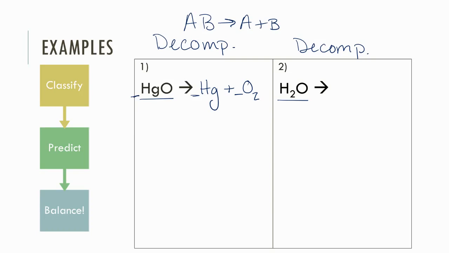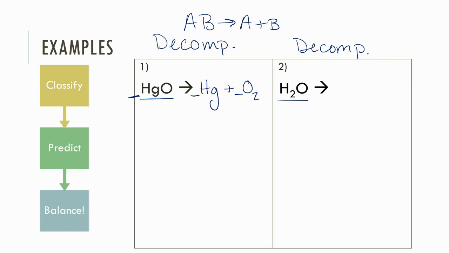Right? So that's one of those rules of nature we have to follow, and that's why we have to ultimately balance reactions. If we didn't have rules of nature like that, we wouldn't even have balancing reactions as a concept to learn about because everything would always be perfectly balanced, and that's just not the case. So after I predicted this, I can go ahead and balance the reaction.